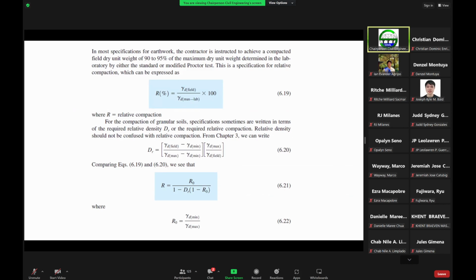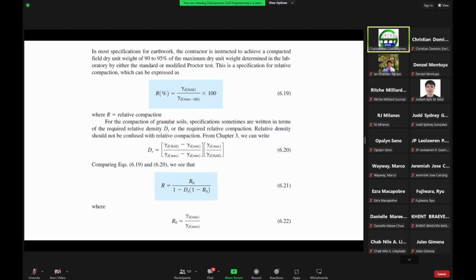Now, in most specifications for earthwork, the contractor is instructed by the client to achieve a compacted field dry unit weight of 90 to 95 percent of the maximum dry unit weight determined in the laboratory by either the standard or the modified Proctor test.